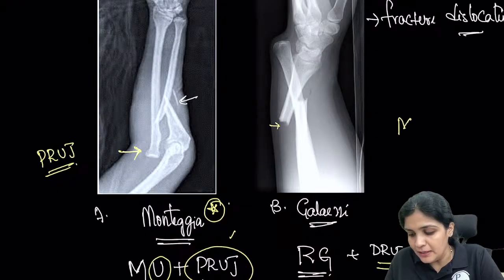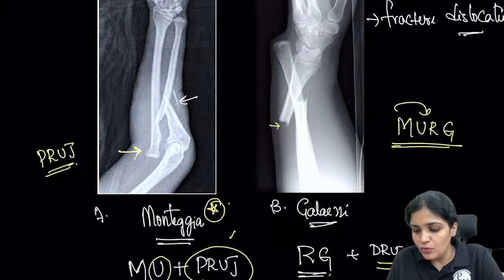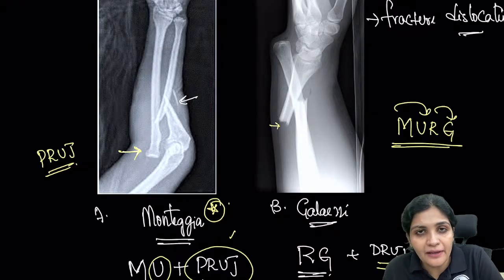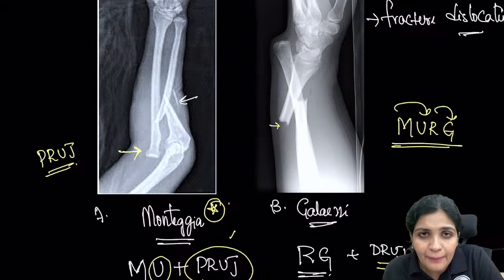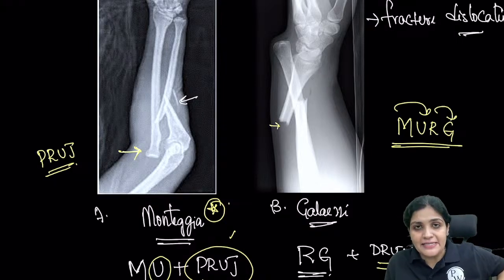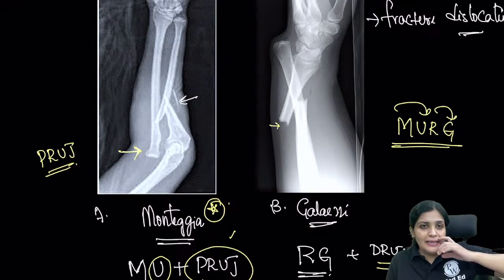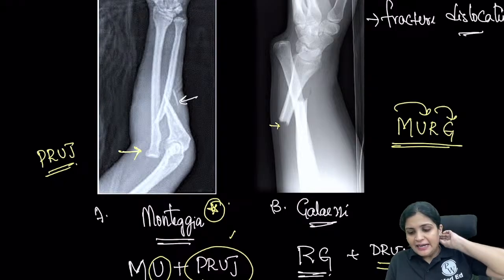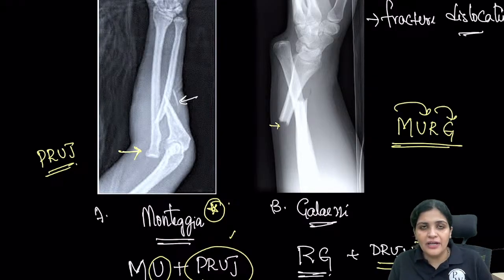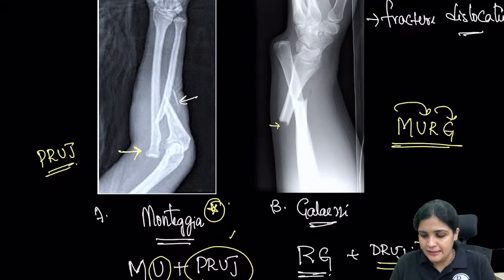How do you remember? Remember MUGR. M-U-G-R. Okay? Monteggia is for ulnar, so once you remember it as ulnar, always remember the radial head dislocation. And radius is for Galeazzi. Radial fracture is Galeazzi. These two are called the fracture dislocations.